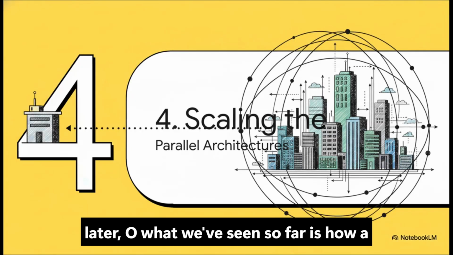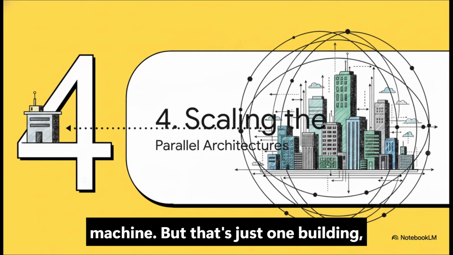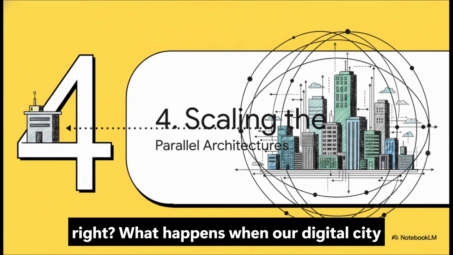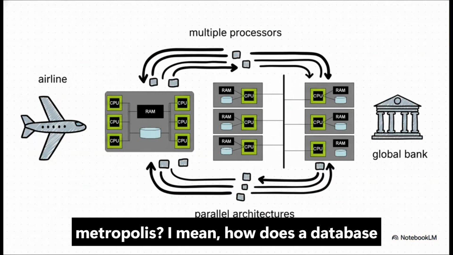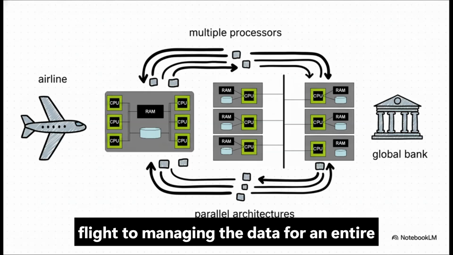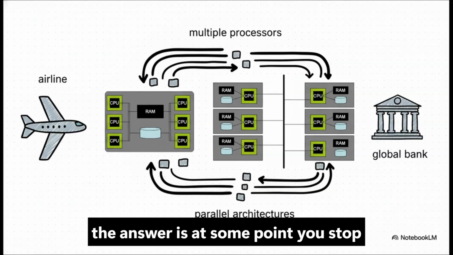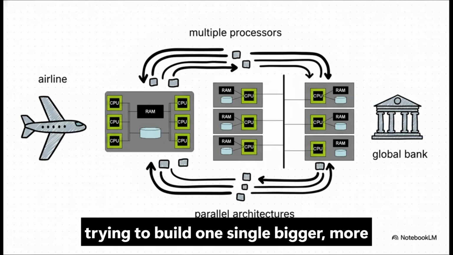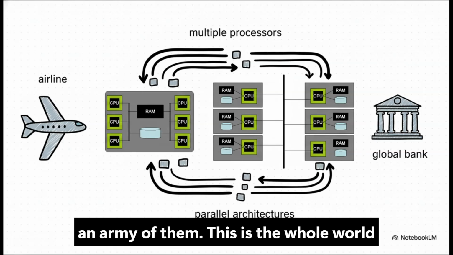So what we've seen so far is how a single query runs inside a single machine. But that's just one building, right? What happens when our digital city needs to expand into a massive global metropolis? I mean, how does a database system scale up from handling a single flight to managing the data for an entire airline or even a giant global bank? Well, the answer is, at some point, you stop trying to build one single, bigger, more powerful computer, and you start building an army of them.